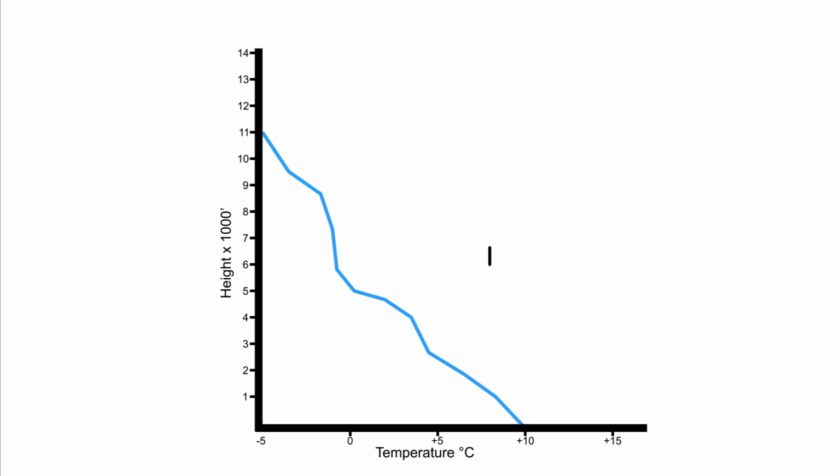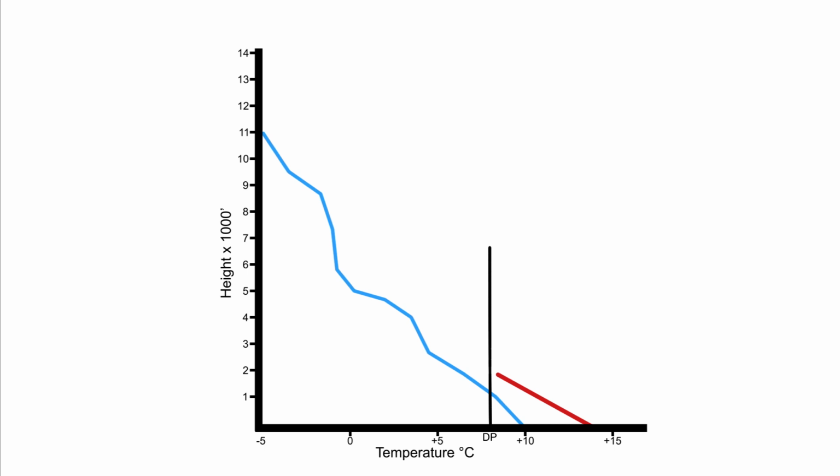Next, we'll draw a line representing the dew point, which is the temperature at which the air cannot hold moisture any longer. Now let's imagine a parcel of air starts at ground level, where the temperature is 14 degrees Celsius. As it rises, it cools at a set rate of 3 degrees Celsius per 1,000 feet. This is known as the dry adiabatic lapse rate.